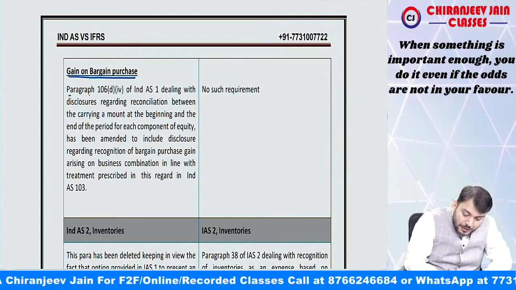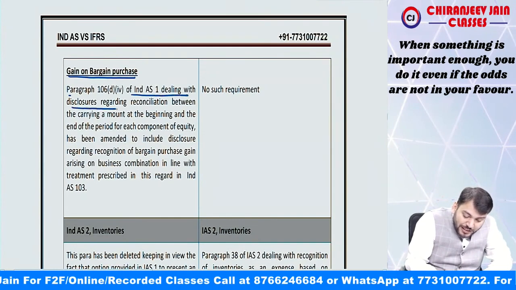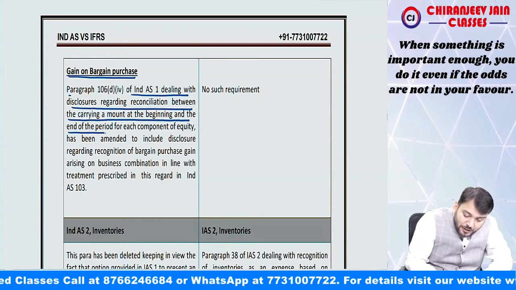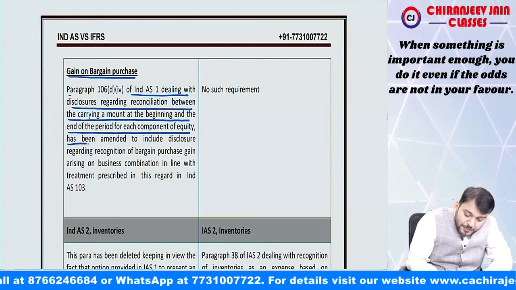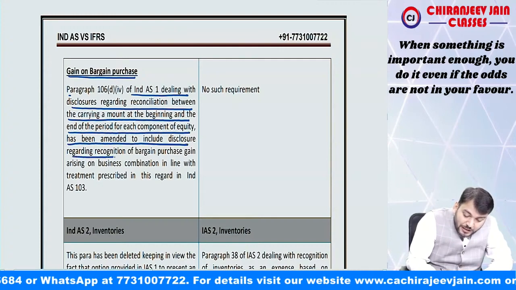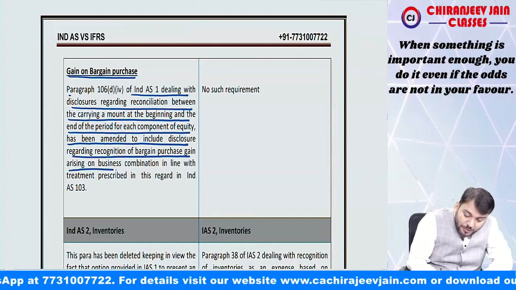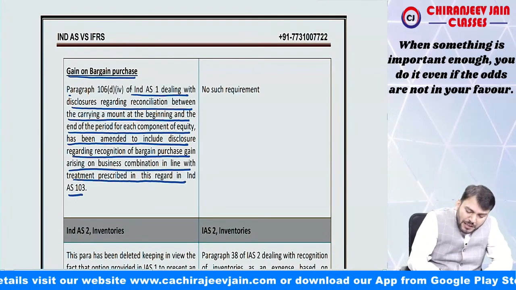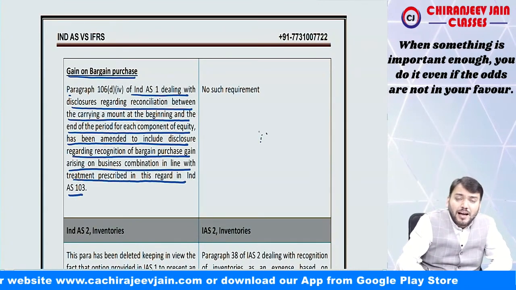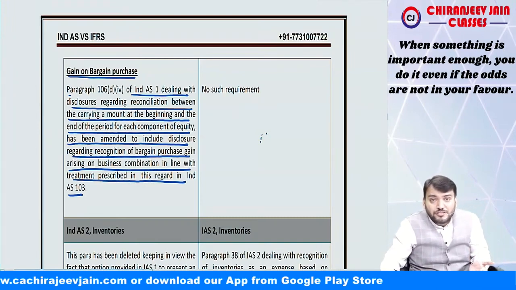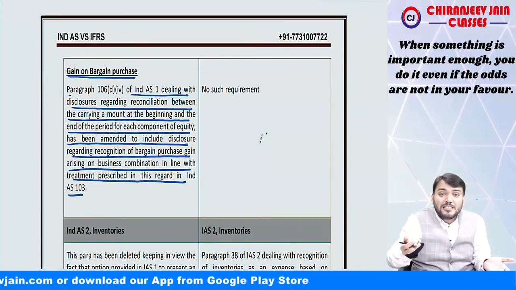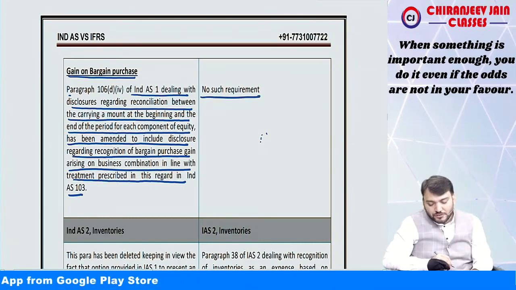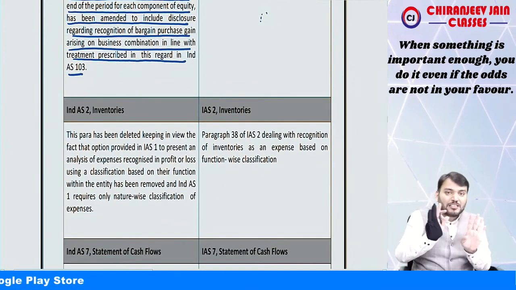Means what they said, as per Ind AS 1 dealing with disclosure regarding reconciliation between the carrying amount at the beginning and at the end of the period for each component of equity has been amended to include disclosure regarding recognition of bargain purchase gain arising from business combination, in line with the treatment prescribed under Ind AS 103. But this paragraph was not required under IAS 1 because there was no gain on bargain purchase transferred to capital reserve as per IFRS 3. Understood? So no such requirement. So Ind AS 1 understood.